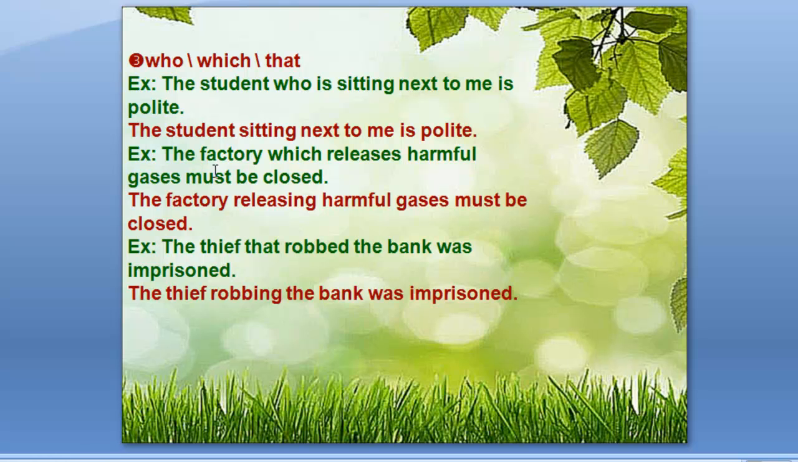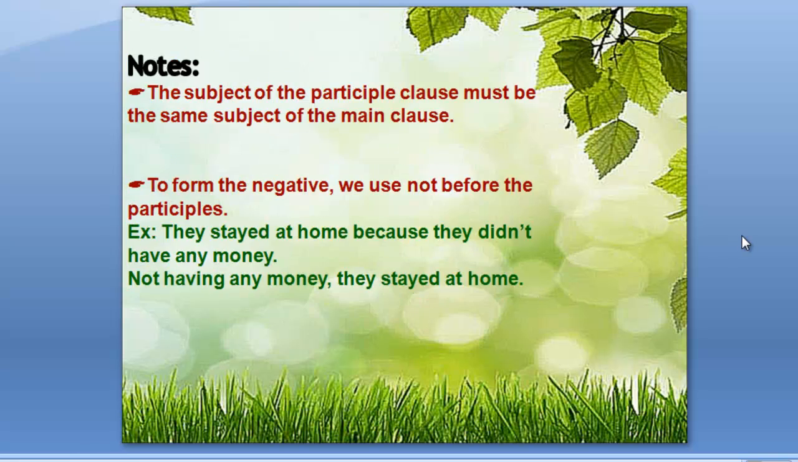The factory which releases harmful gases must be closed. The factory releasing, instead of which releases, releasing. The thief that robbed the bank was imprisoned. Instead of that robbed, I can replace it using robbing. The thief robbing the bank was imprisoned. Note that the subject of the participle clause must be the same as the subject of the main clause. To form the negative, we use not before the participles.